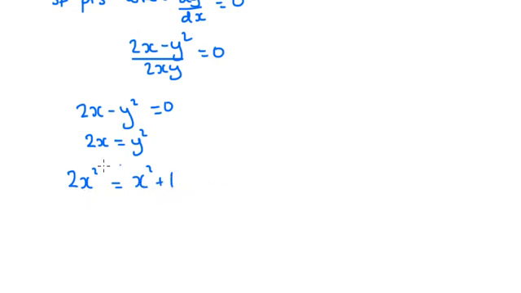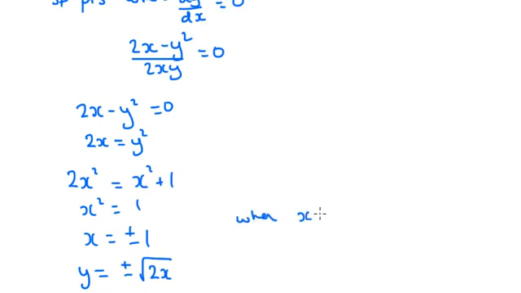If we solve this, take the x squared to the other side, then we've got that x squared is equal to 1. So x is either equal to plus 1 or minus 1. So that's the potential x coordinates of the stationary points. We know that 2x is equal to y squared, so y is also going to equal plus or minus the square root of 2x. So when x is 1, y is going to be plus or minus the square root of 2.